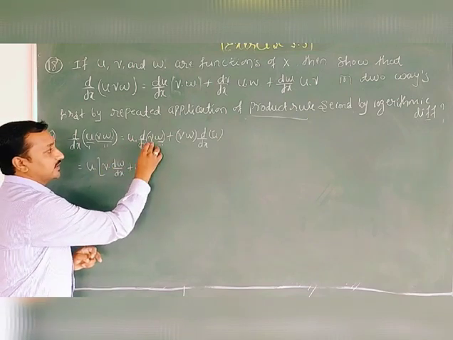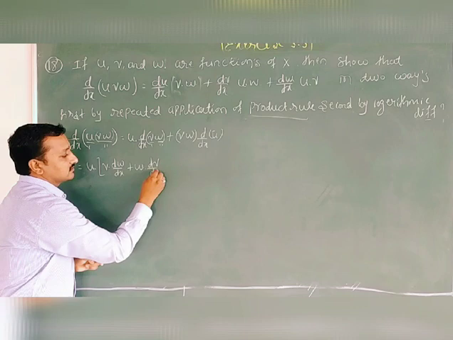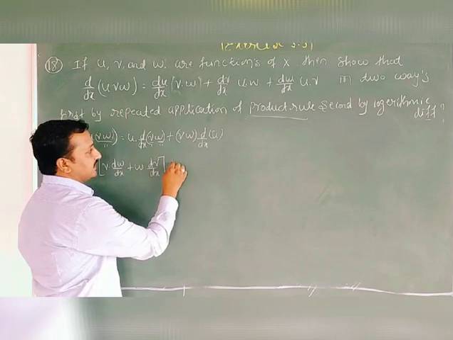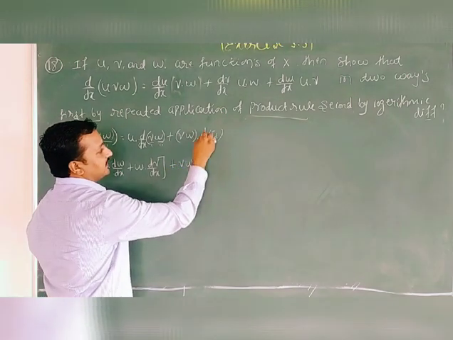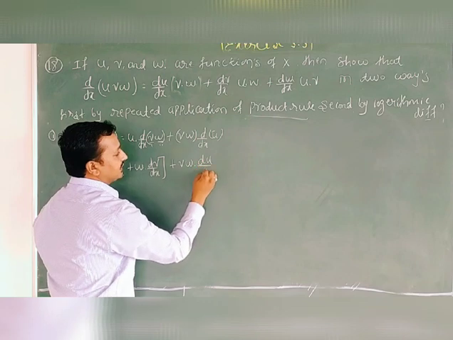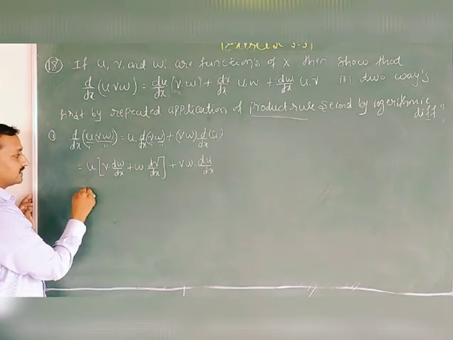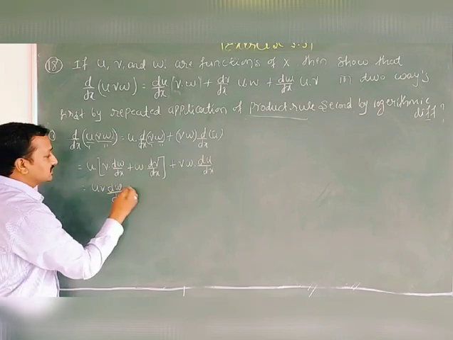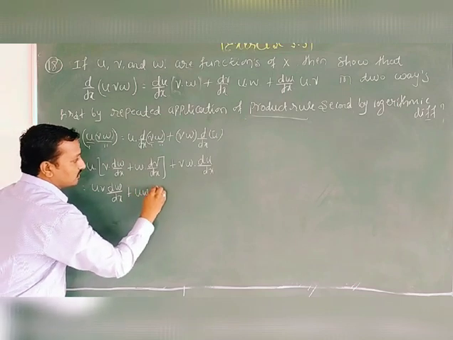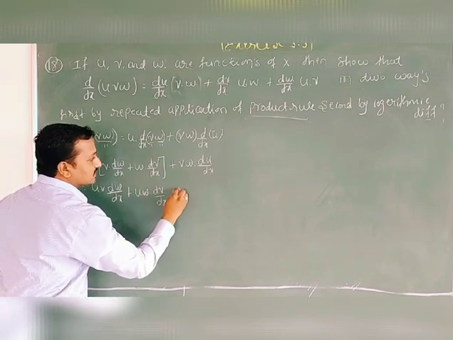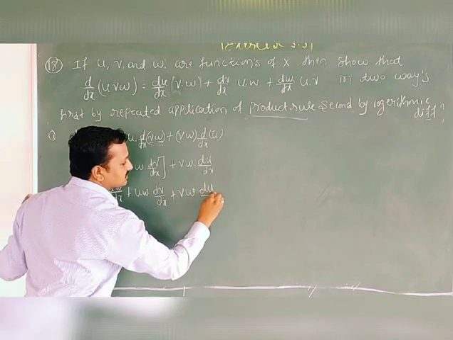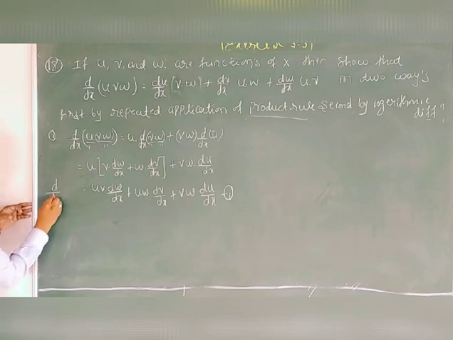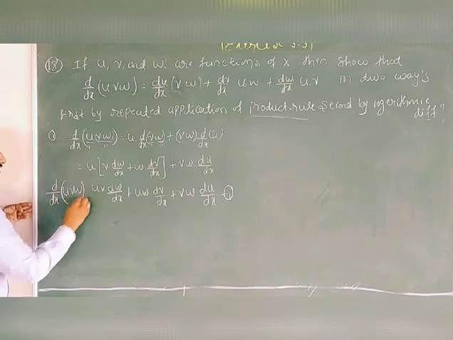Derivative of u is du by dx, also derivative of v is dv by dx. Clear that? So u v as it is, the derivative of w is dw by dx. Plus here, v into w as it is, then d by dx of u is du by dx. That's all, then we will multiply, we will get u into v into dw by dx plus u into w into dv by dx plus v into w into du by dx. So this is one, this is d by dx of u v w.